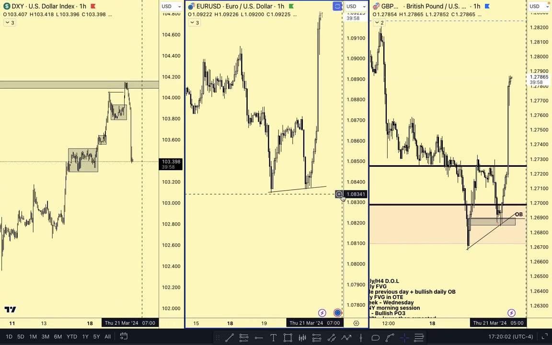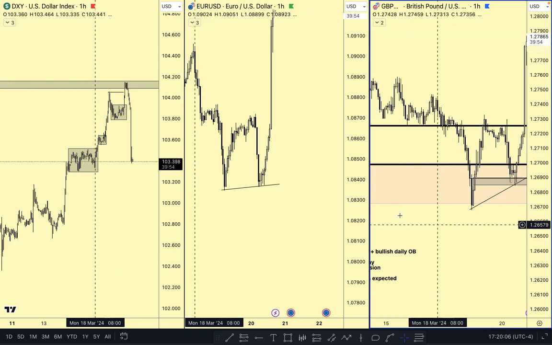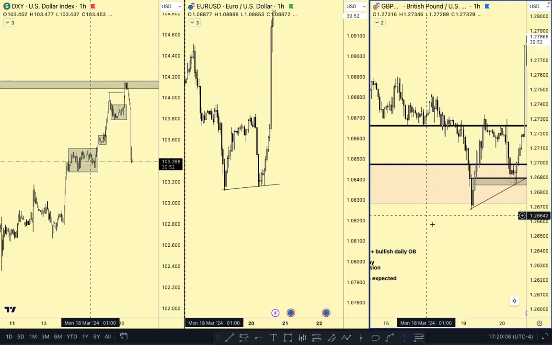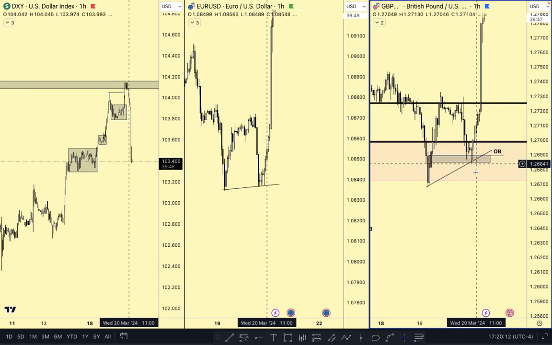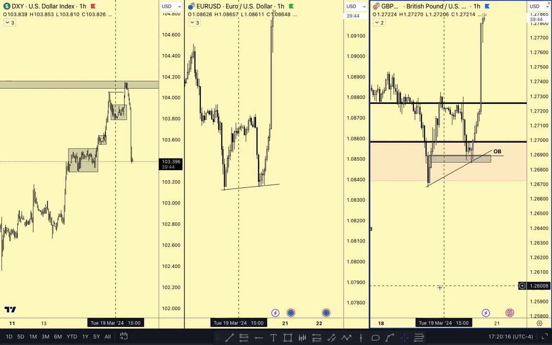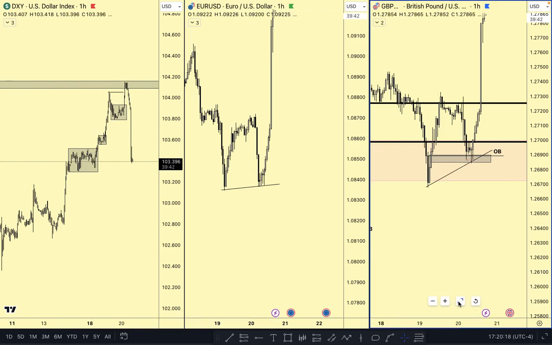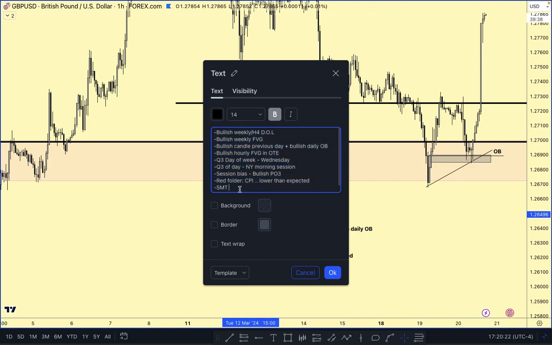We can then take a look at the euro and the pound. Pound much stronger than the euro, and it has way more confluences. SMT, bearish DXY.